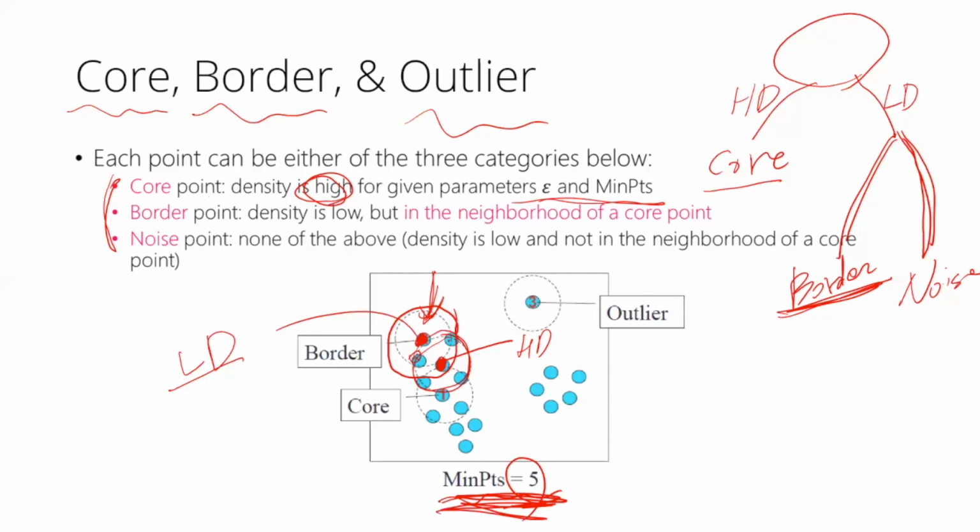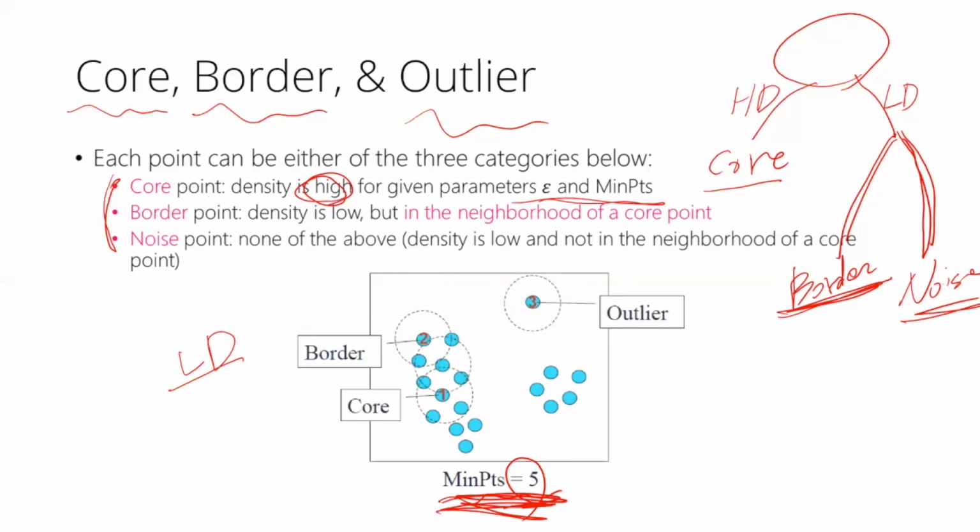On the contrary, consider this point over here. Clearly, it has nothing in the neighborhood. And since it has nothing in the neighborhood, it does not have any neighbor that is a core point. So points like this are called noise points or outlier points. And that's basically how we structure the data set.